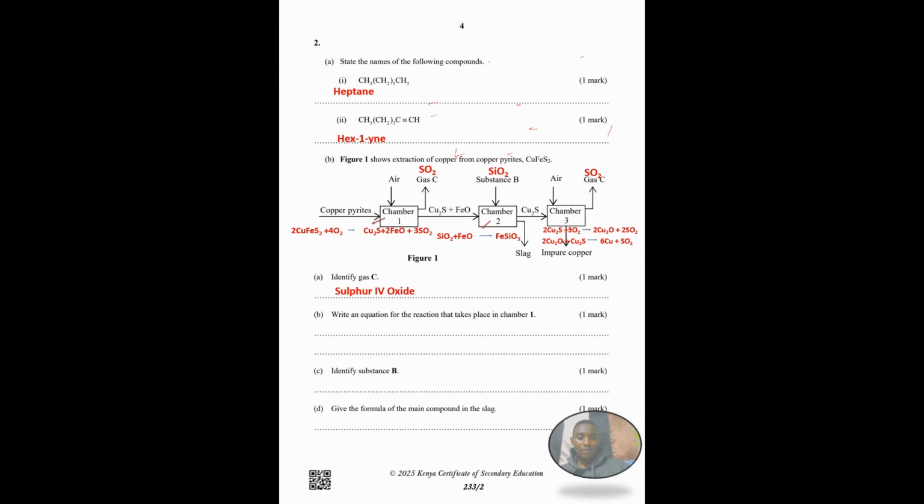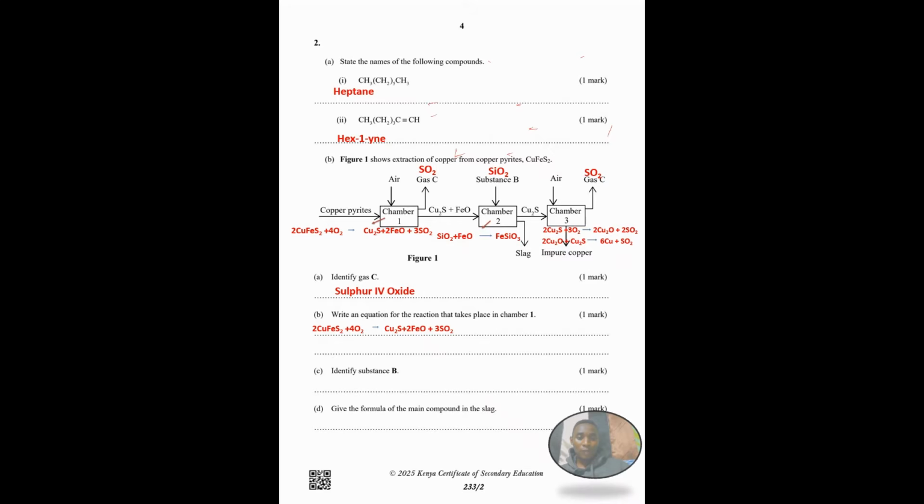Write an equation for the reaction that takes place in chamber 1. The reaction that takes place in chamber 1, we have said, is the copper pyrite, or the chief ore, reacting with oxygen to form copper 1 sulfide, iron 2 oxide, and a release of sulfur 4 oxide gas. So the equation is as follows.